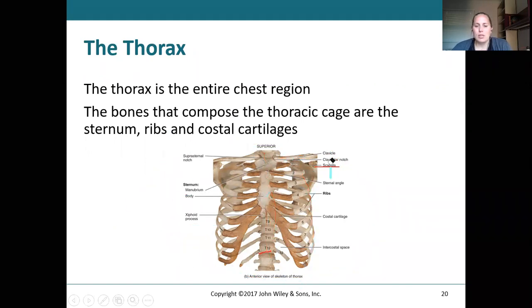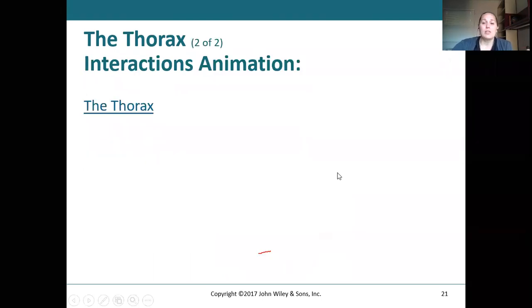The rest of what you see here are most likely just bone descriptors, things like the suprasternal notch and the sternal angle and the costal cartilage. Again, not necessarily bones. There's a clavicular notch. And again, that's just giving you orientations on how the bones are connected to one another in different notches and regions of the bone. Okay, so here's a video going over the different parts of the thorax.